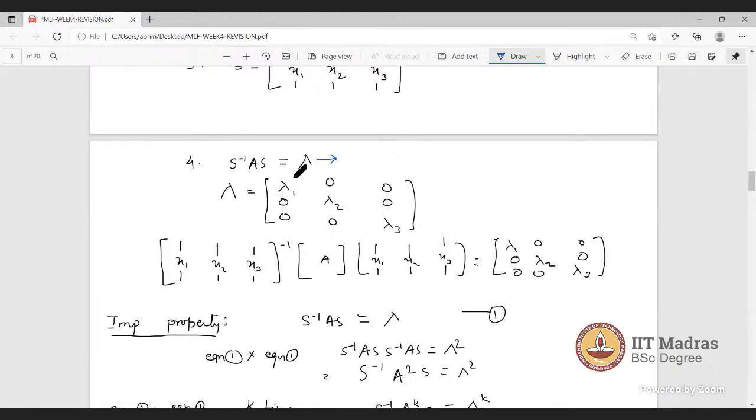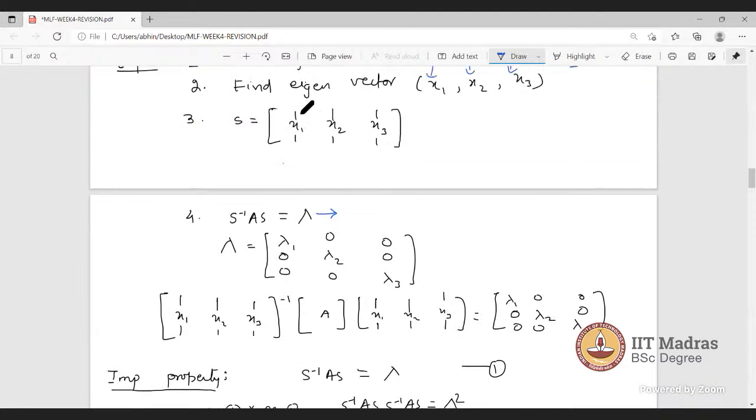You have to keep in mind that if you keep x1 as the first column in the matrix S, then you write lambda 1 as the first element of the first column. For x2, you write lambda 2 here, and for x3, lambda 3 here. If you interchange the eigenvectors, the eigenvalues will also interchange accordingly. That thing you have to keep in mind.